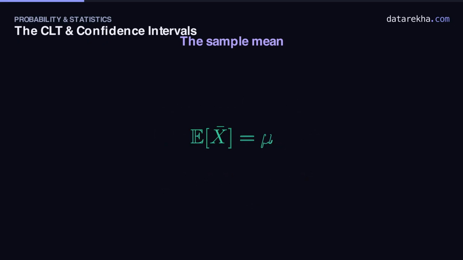First property, and it's a reassuring one. The expected value of x bar is exactly mu. On average, the sample mean lands right on the true population mean. It doesn't systematically run high or low. We say it's an unbiased estimate of mu.